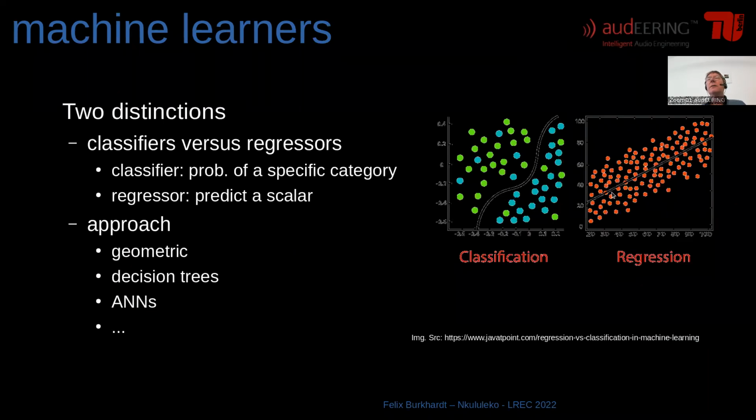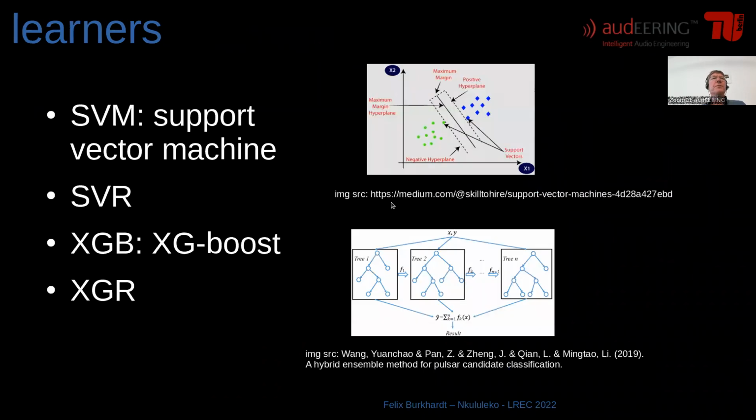All right, so just general machine learning, you distinguish machine learning classification from regression. Classification is to distinguish between different classes, and the regressor predicts a scalar, for example for age detection. All of this is represented in Nkululeko. I'll make a quick run through here. Some machine learners: support vector machines, they are based on a geometrical concept of margins between classes, but with support vector regression, there's also a regression learner based on support vector machines.